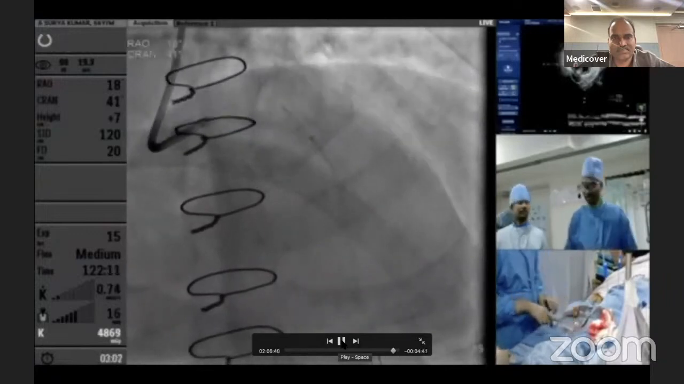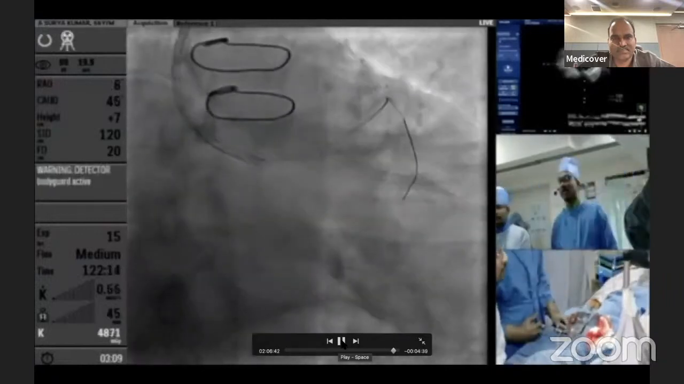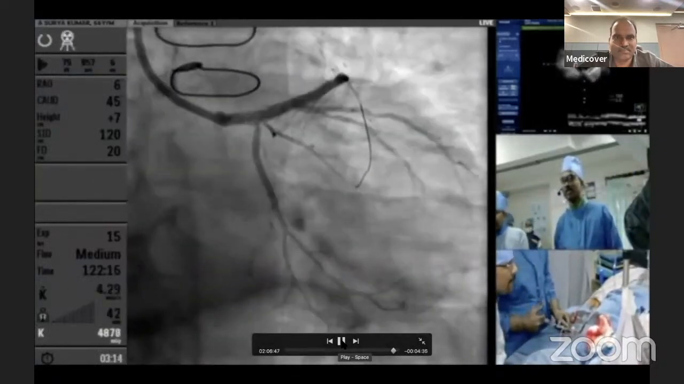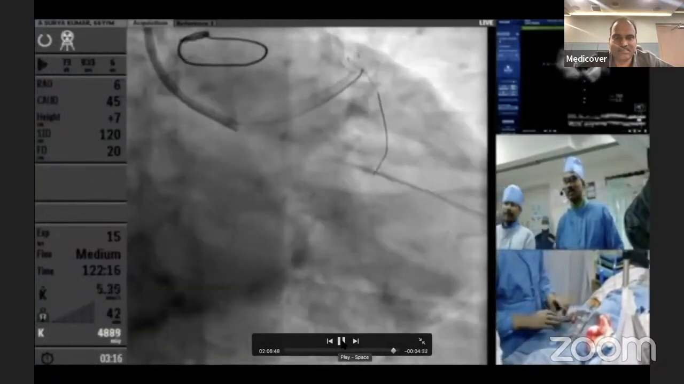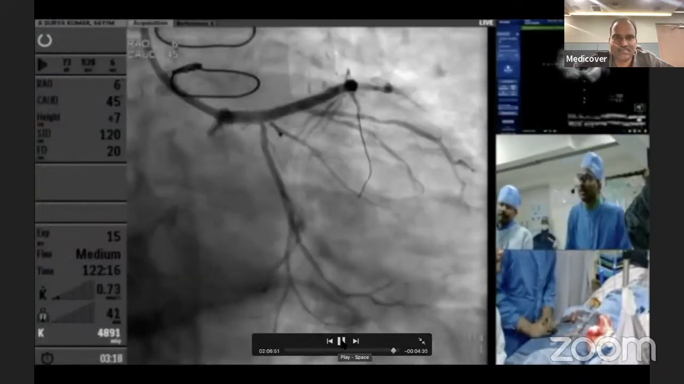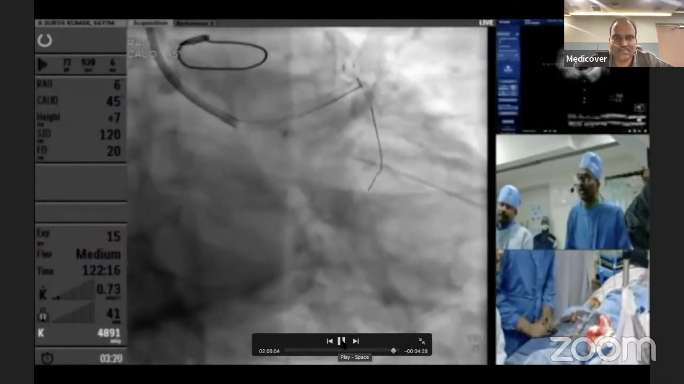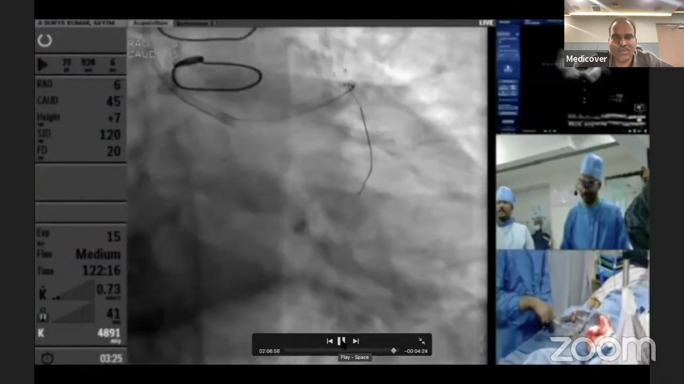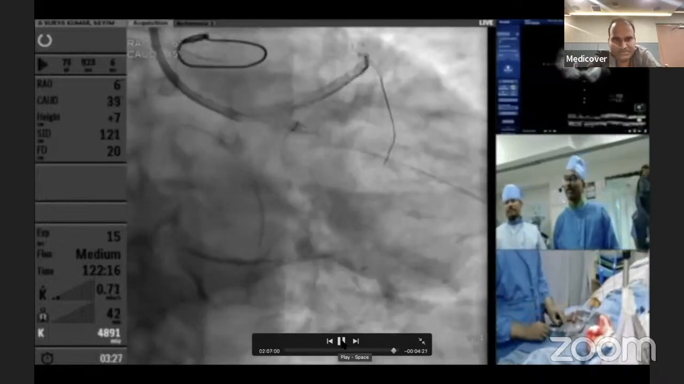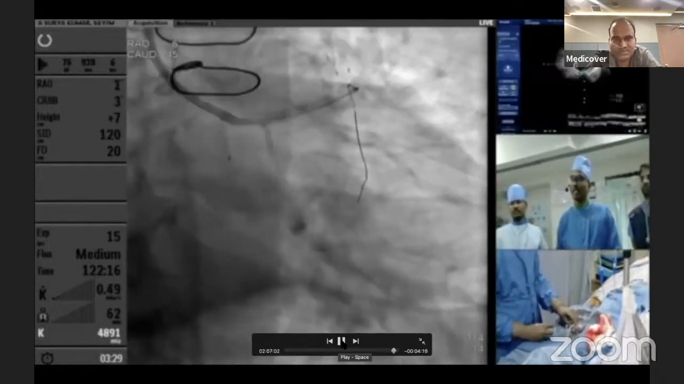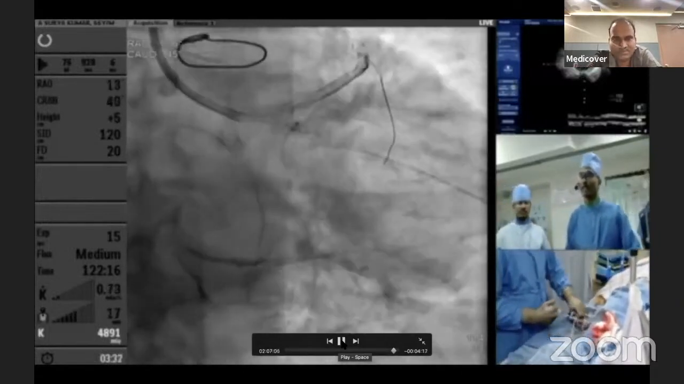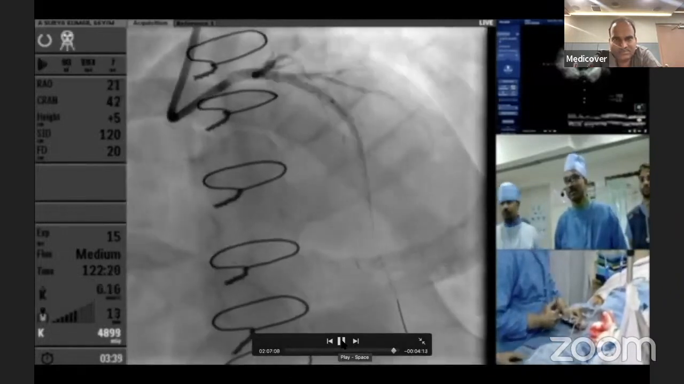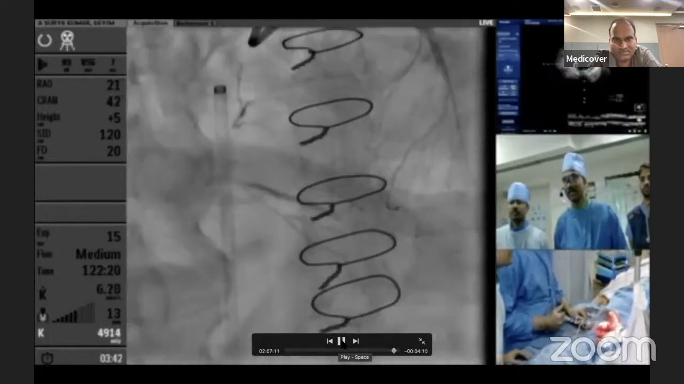Okay, come, epicaudal. Don't move the table, please. Yeah, this looks very good. RCA is filling nicely. You want to give one, just give one. Now you can see RCA flow, Himanshu. Yeah, it looks very nice. RCA septal syringe, please. RCA.